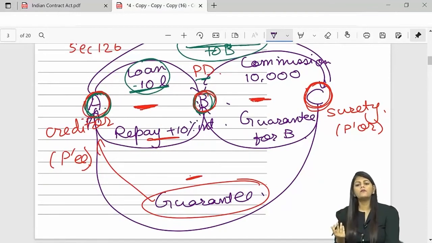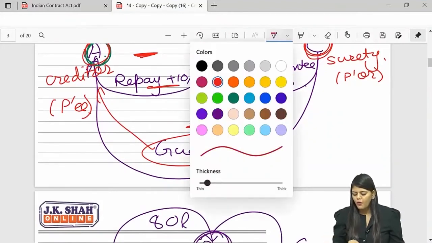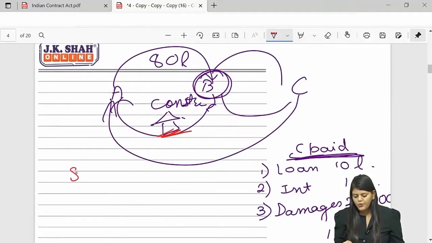But B says, listen, your guarantee was only for principal and interest. Who told you to pay 20,000? I will not give it to you. But C should get it. So section 145 comes to your rescue. Listen to me.